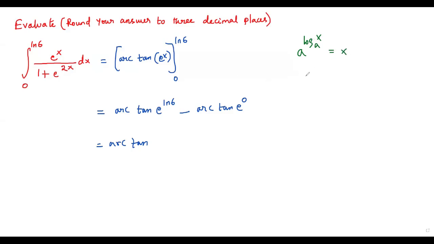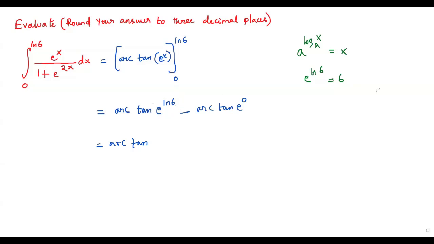Now let me consider e to the power of ln 6. Actually, ln is the natural logarithm and its base is e. Usually we do not mention the base e for ln. So the base here is e, and we have a logarithm at the exponent whose base is also e. So the result is just the argument of the logarithm, that is 6, according to the property we discussed. So the evaluation of e to the power of ln 6 is just 6.